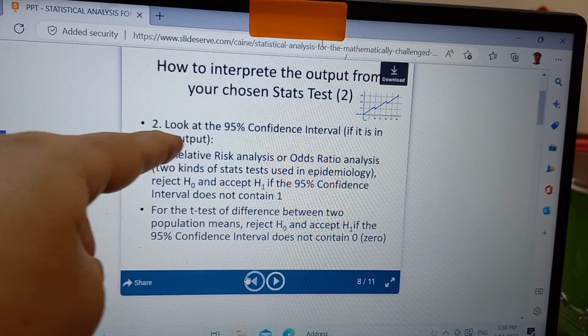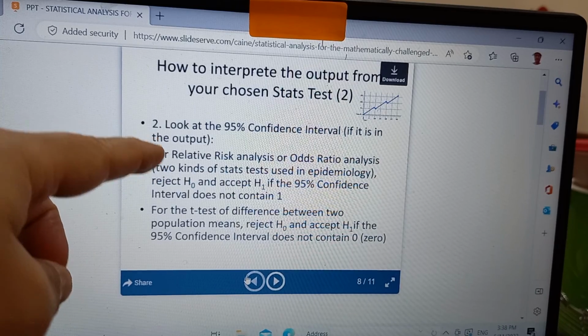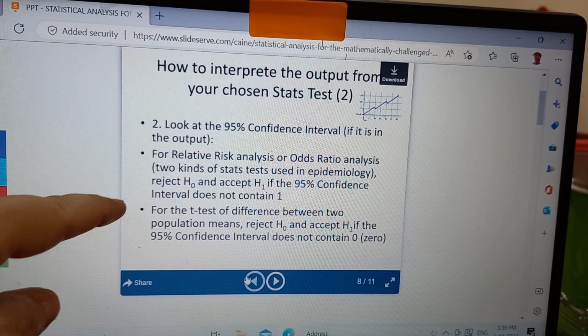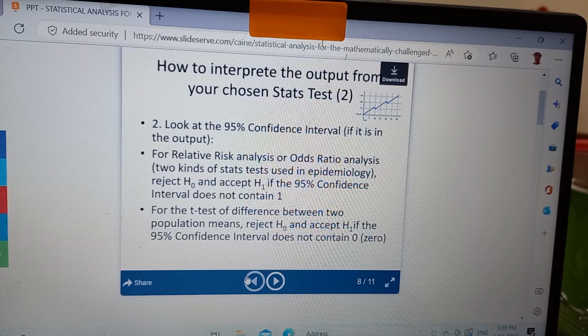Sometimes output from a statistical test includes a 95% confidence interval, right? In public health, there's something called relative risk analysis or odds ratio analysis, right? And you enter the data, you calculate the relative risk or the odds ratio, and then the output includes a 95% confidence interval. Okay, here you reject H0 and accept H1 if the 95% confidence interval does not contain 1, right? But for the t-test of difference between two population means, you reject H0 and accept H1 if the 95% confidence interval does not contain 0.